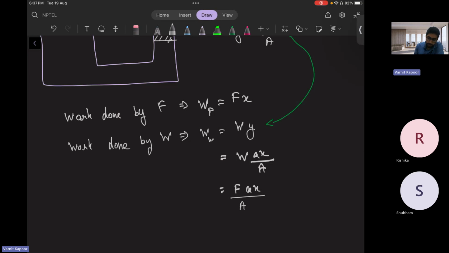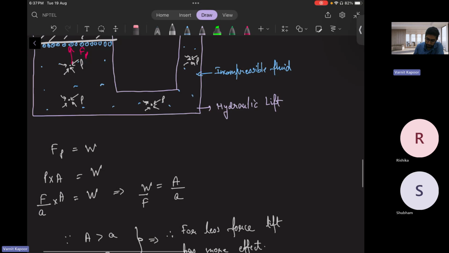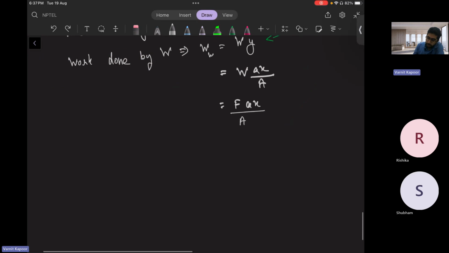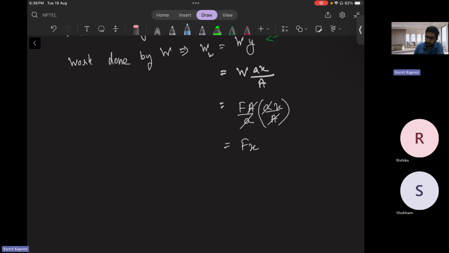All right, because we have calculated this from here. If you observe, work W is nothing but F A by a. Sorry, my bad. I'll write again. W is F A by small a into A x by A. So this cancels out with this, and this cancels out with this. This is F into x. That is the same force has been done.